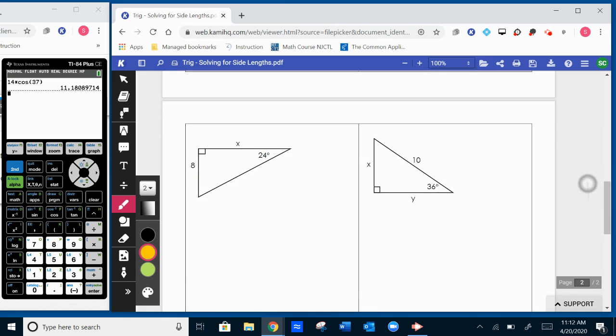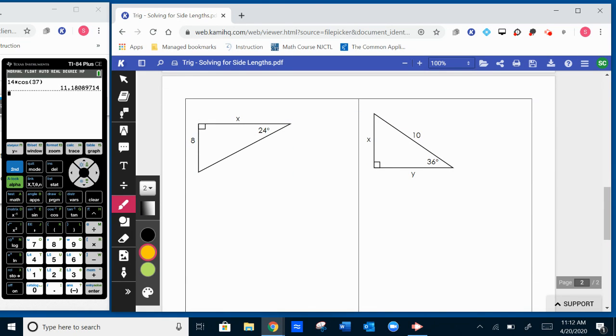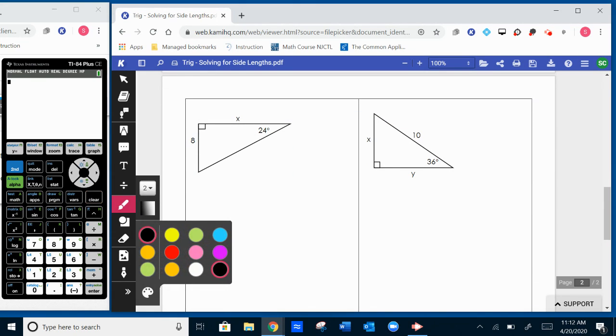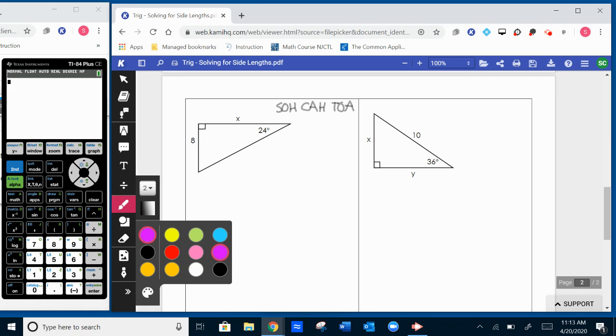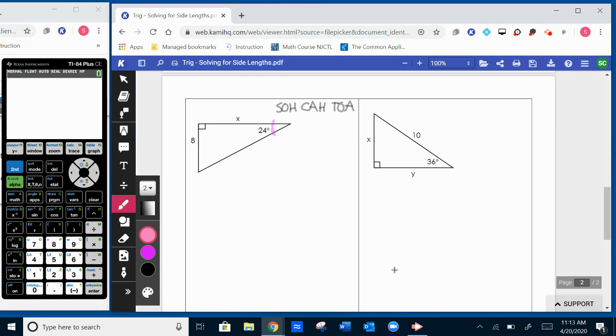Moving along, we have 4 more. I know this gets repetitive, but we have SOHCAHTOA. My reference angle is 24. I don't see anything across from my hypotenuse this time. I can draw an arrow through the triangle to the other side where my 8 is. So that is going to be opposite.